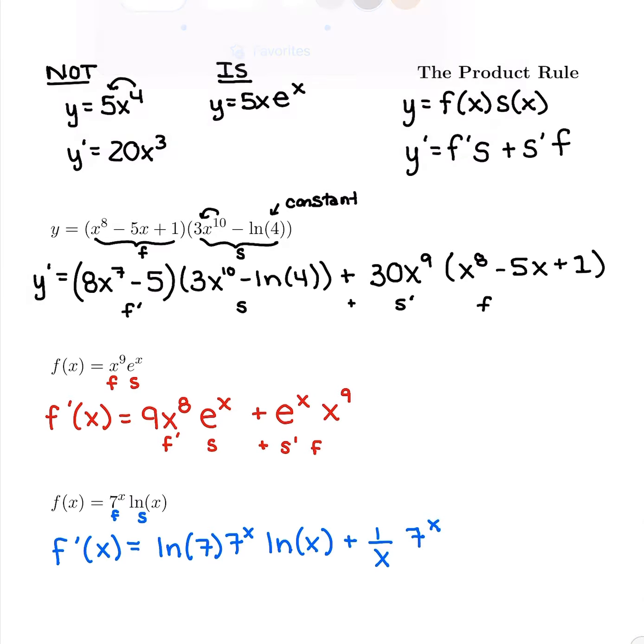What I personally like to do when I check these over is put them in parentheses. Here's the derivative of my first. That got multiplied by my original second, plus the derivative of my second factor times my original first. I know I have all my pieces. It does not require parentheses for this one, but it's not wrong to have them there.